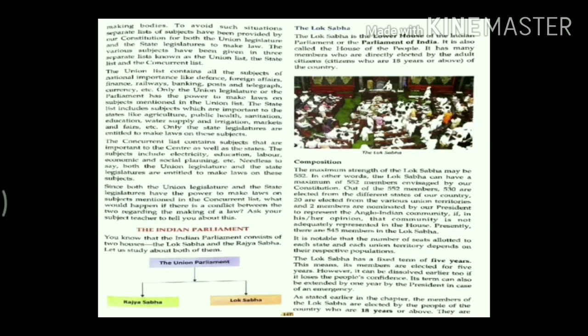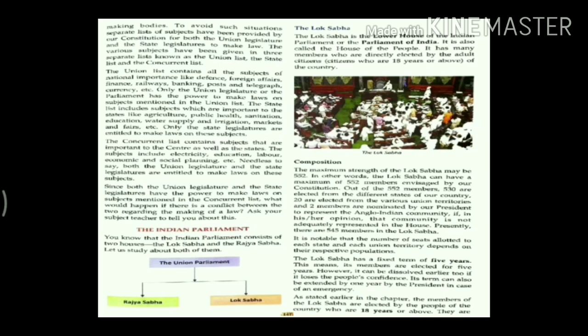Out of 552 members, 530 go for different states, 20 are elected from the various union territories, and 2 members are nominated by our president to represent the Anglo-Indian community, if in his or her opinion that community is not adequately represented in the house. Presently there are 545 members in the Lok Sabha. My dear students, these 2 members are nominated by the president.